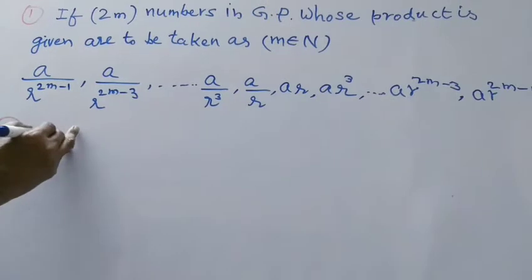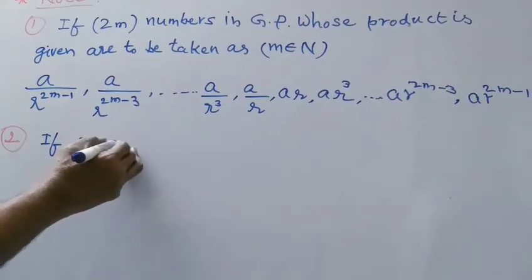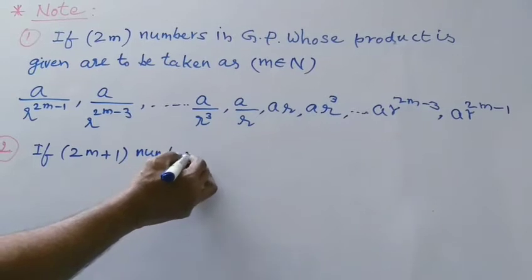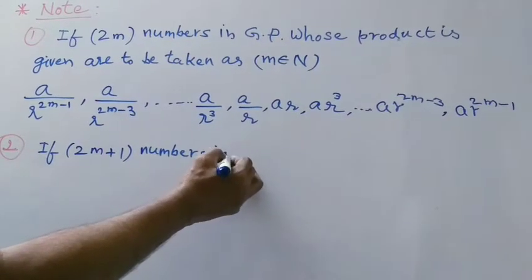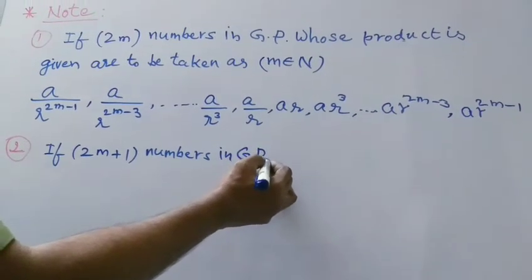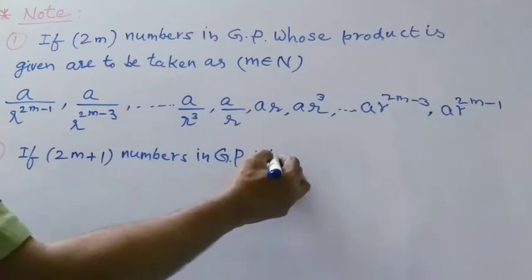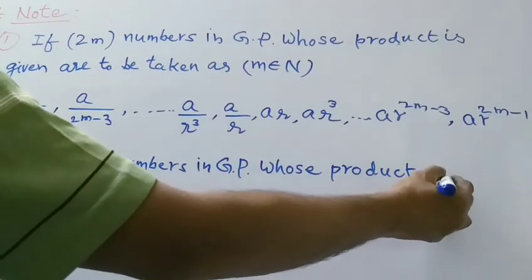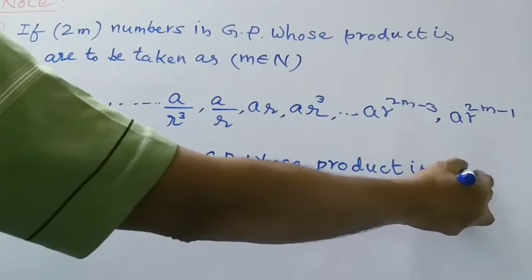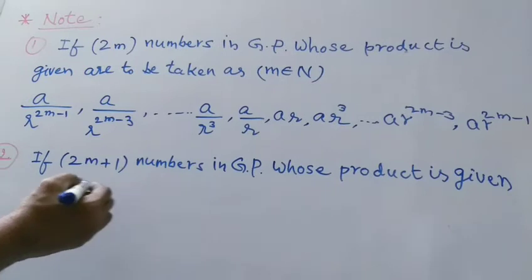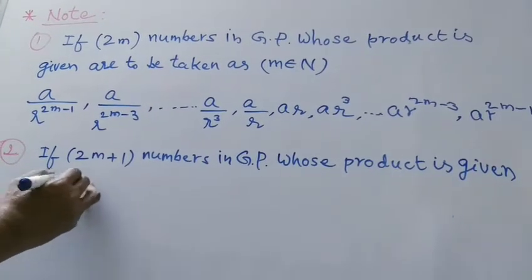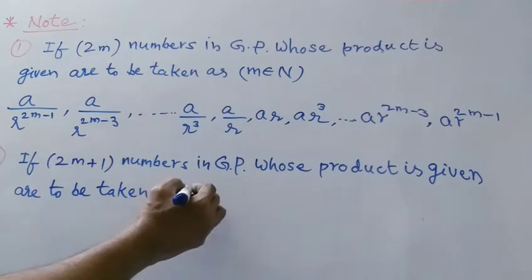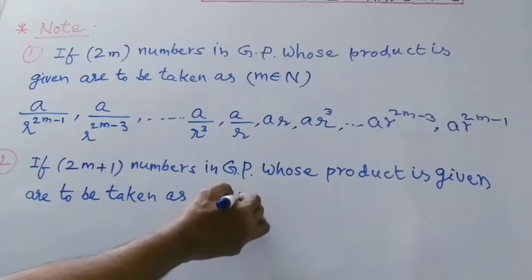If 2m plus 1 numbers in geometric progression whose product is given are to be taken as, m belongs to capital N. Here also n is the natural numbers.